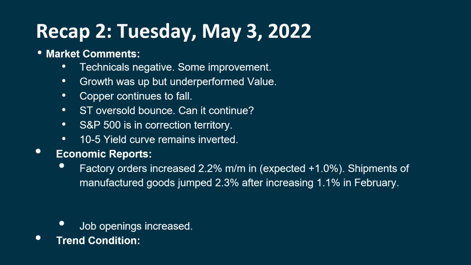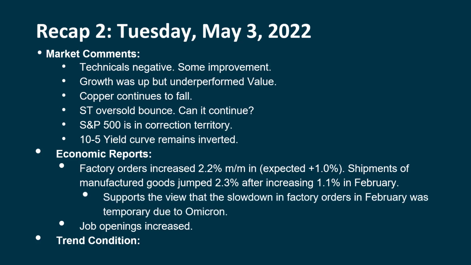Factory orders increased 2.2% month over month. They expected them to be up 1%, so that was quite a bit higher. Shipments of manufactured goods jumped 2.3% after seeing a 1.1% increase in February. And this supports the idea that the slowdown that we saw in February was mainly due to Omicron. And that's what people were blaming at the time. And now that's what they're using as justification for the February numbers that weren't very good. And now the March numbers are looking quite a bit better. The job openings also increased.